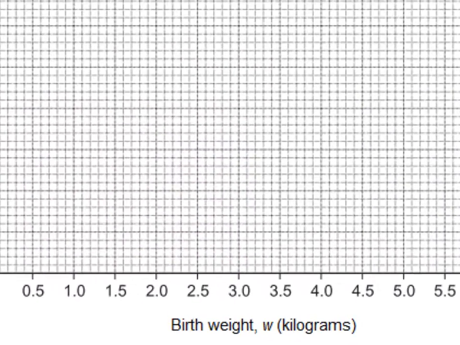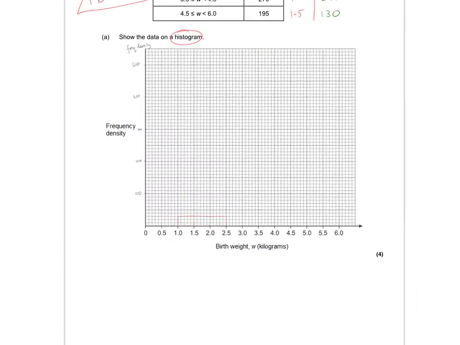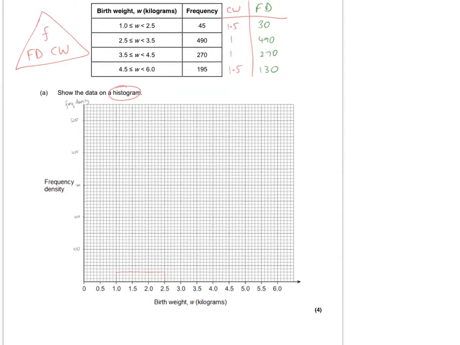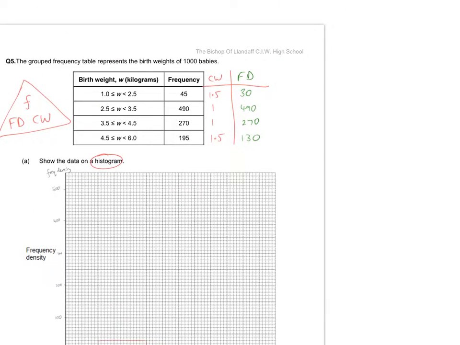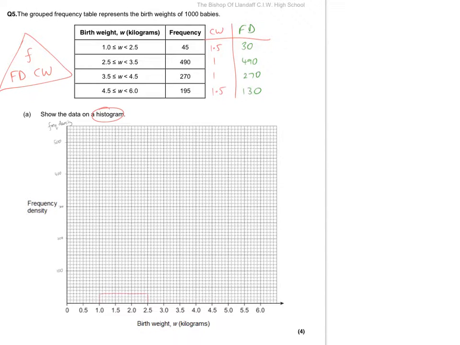So coming here to 1, and then up to 30, so 10, 20, 30, and going all the way across to 2.5 here. That should have been your first bar. Now the next bar was huge, wasn't it? Didn't it go up to 490? Yeah. So that's between 2.5 and 3.5. So you needed to draw that going all the way up to 490.